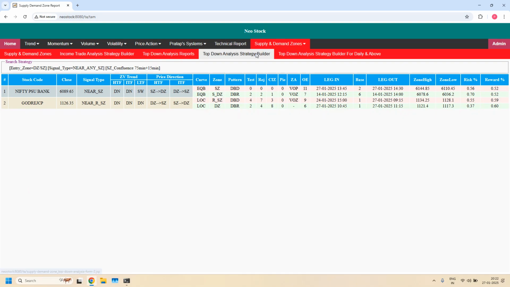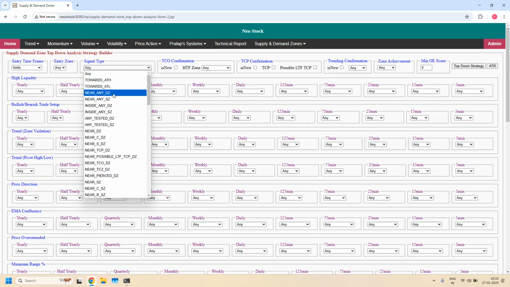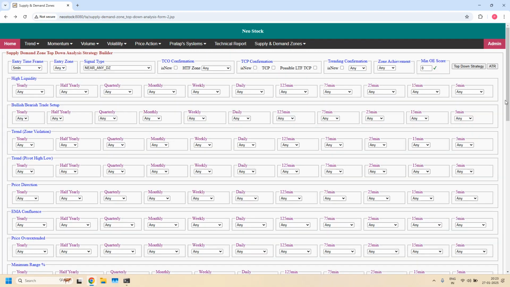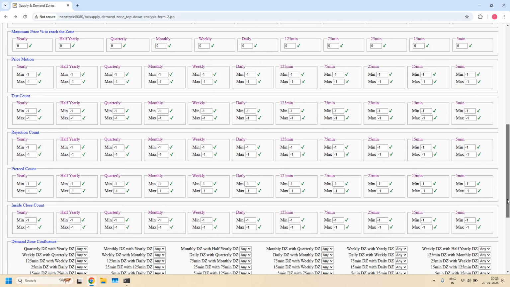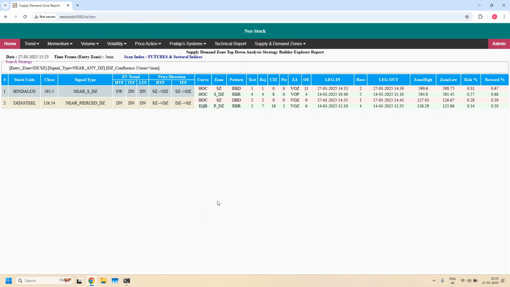Next time frame is 5 minutes. Stocks near 5 minutes demand zone. We got 7 stocks. Let's verify ITF demand zone Confluence from this list. That is 5 minutes and 15 minutes demand zone Confluence. I am enabling this filter. We got 2 stocks. In that second one is a pierced zone.